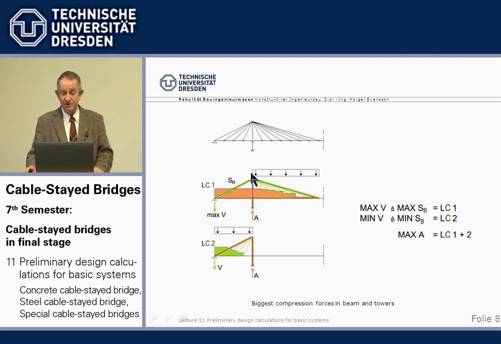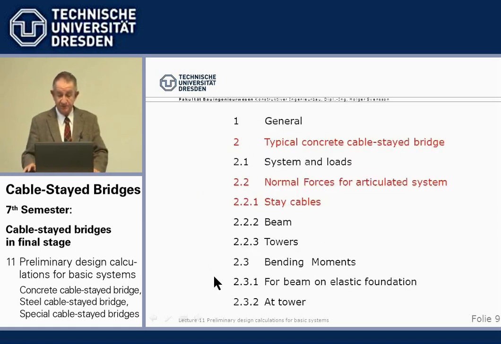The live load is very easy. We have basically two live load cases. One, full loading of the main span, and the other one is full loading of the side span. That gives us a normal force increasing from cable to cable up to here, where it remains constant. It gives here a tension force and a compression force in the cable. I've outlined all that to you.